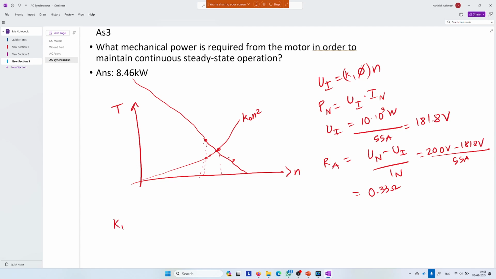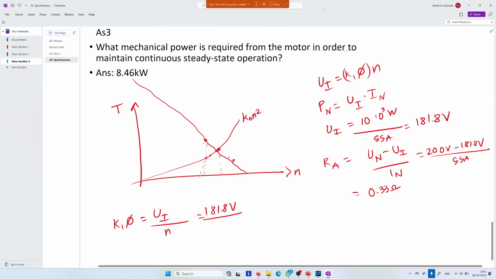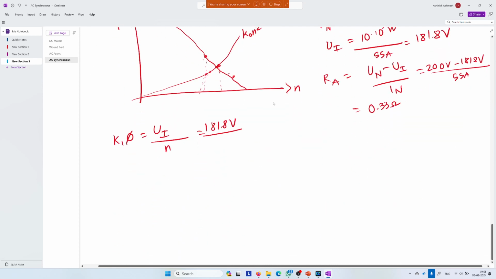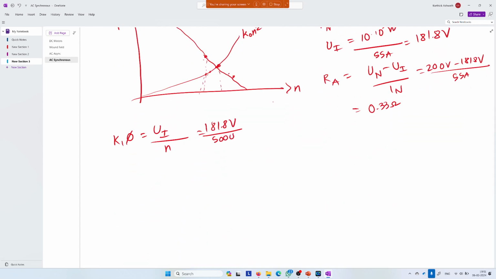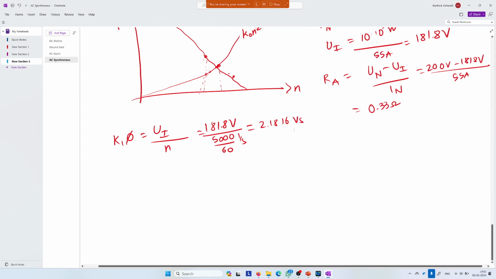K1 phi equals UI divided by N, but this N I will have in terms of seconds like we did previously. So, what is the nominal RPM? It is 5000, divided by 60. This will give me 2.18 volt seconds, so this is per second. Okay, now we have K1 phi.